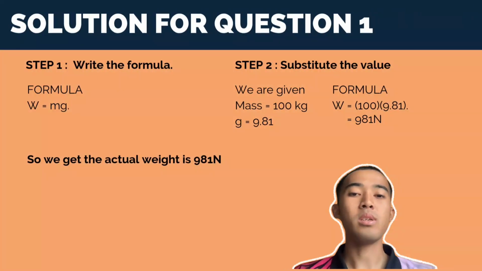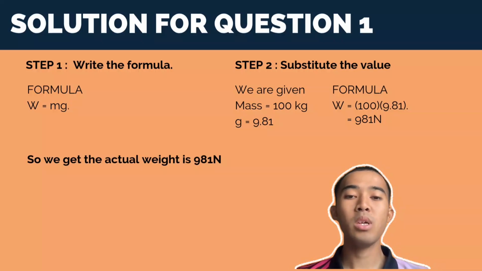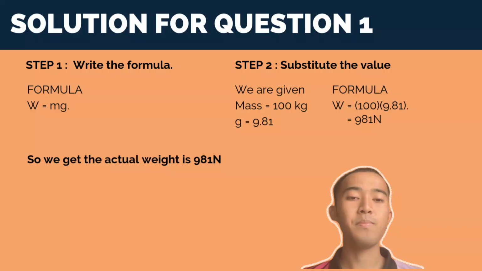Solution for question 1. Firstly, we will write the formula, and the formula that we use is W equal to mg, where W is weight, m is mass, and g is gravitational acceleration. Second, we substitute the value into the formula. We are given mass equal to 100 kg and g equal to 9.81. So W equal to 100 times 9.81. So the answer is 981 Newton. So the actual weight that we get is 981 Newton.